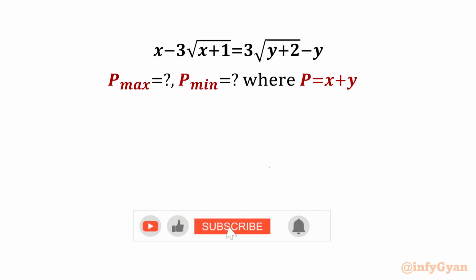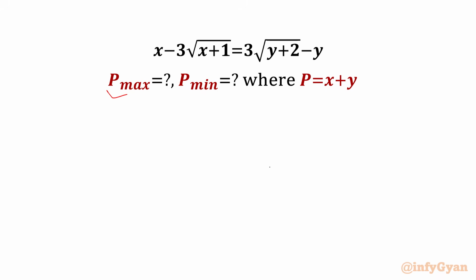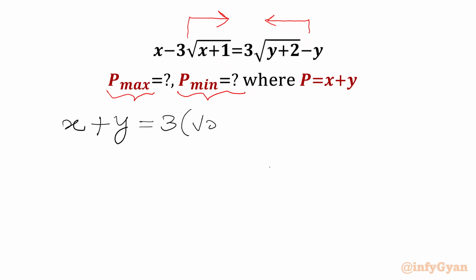Today in this video we have another very interesting question from Math Olympiads. We have to find maximum and minimum value of x plus y. So let's get started straight away by taking minus y to the LHS and minus 3 times square root x plus 1 to the RHS. We will get equation x plus y equal to 3 times square root x plus 1 plus square root y plus 2.